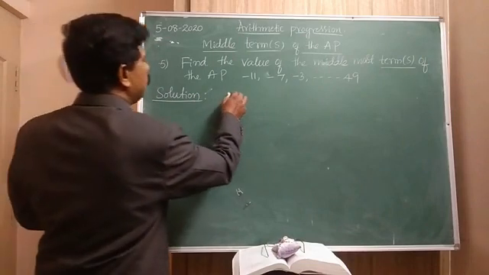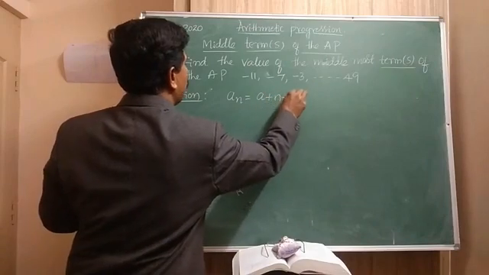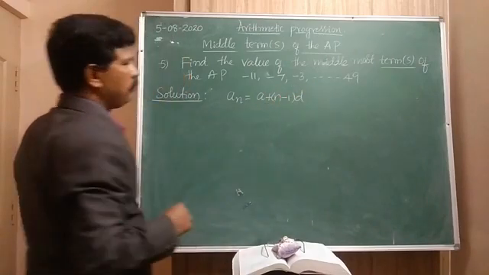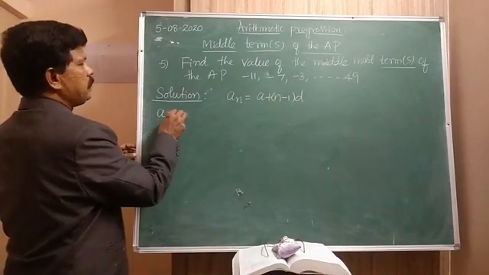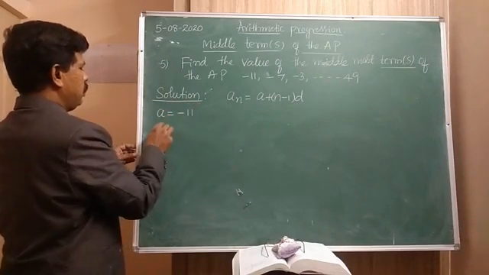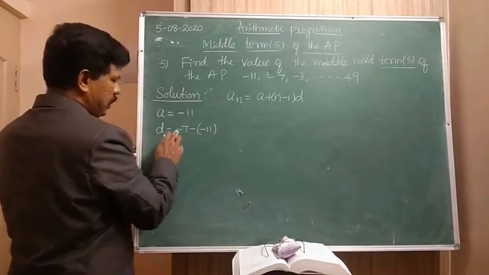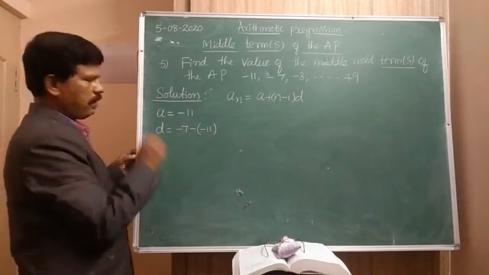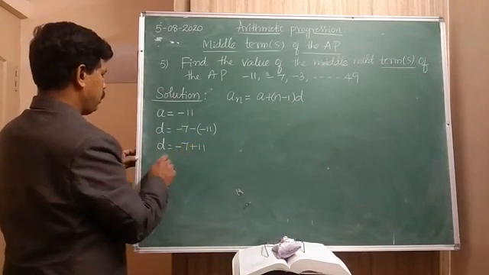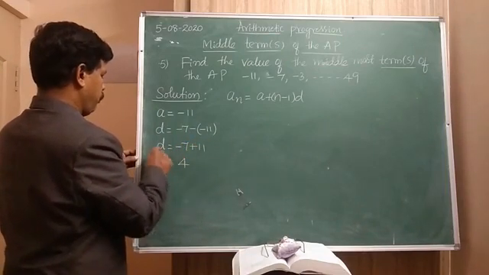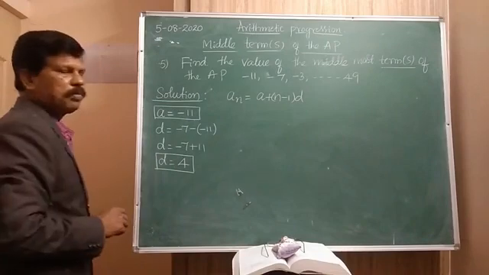Solution. Here an is equal to a plus (n minus 1) into d. We should use this formula. To use this, let us first take a is equal to minus 11, and d is equal to minus 7 minus of minus 11. Then d is equal to minus 7 plus 11. Then d is equal to 4. So a value is minus 11, d value is plus 4.